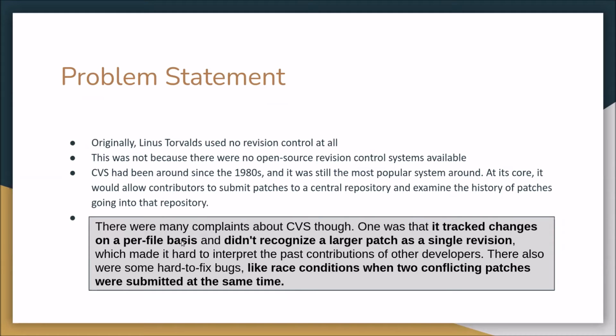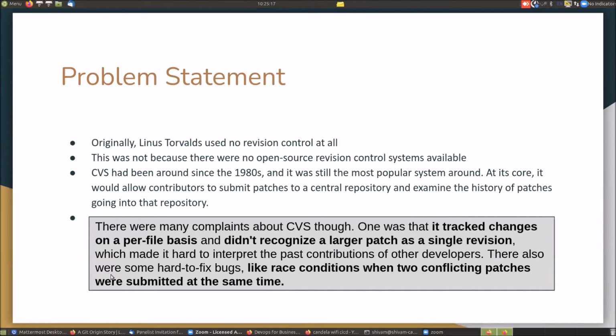If most of you know how to handle GitHub and how to work on Git repositories, if anyone has experience with that, you know that in Git we can track changes on a per-file basis. We create a file. Another issue was that there were also some hard bugs to fix, like race conditions when two conflicting patches were submitted at the same time.